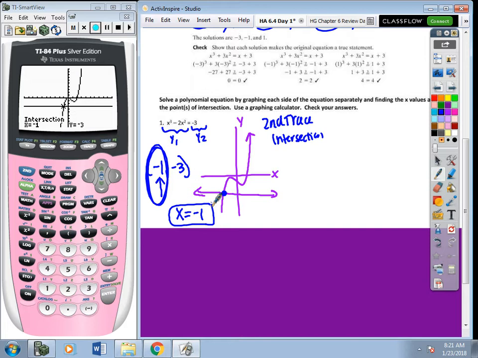Now, before we move on and do another one, I did want to show you the other option, method 2. Method 1 is, of course, graphing both, looking at the intersection point. Method 2, we actually did in chapter 5, and that would be to get the equation set equal to 0. So actually use inverse operations. And then graph it, but find the zeros instead of the intersections.